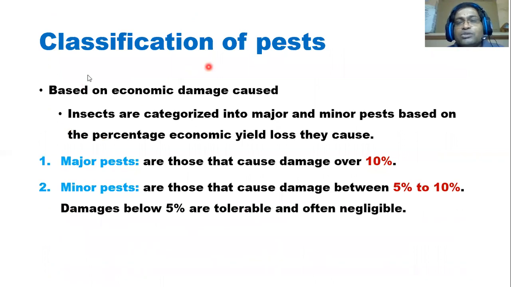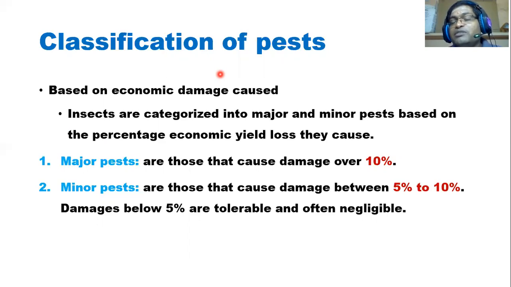So you can also classify the pest according to the economic damage caused by the pest: major pest and minor pest. If the economic damage is over 10%, then we call it a major pest. If they are causing only 5 to 10%, then we call it a minor pest. Below 5% is tolerable, negligible, so we need not take any management action.